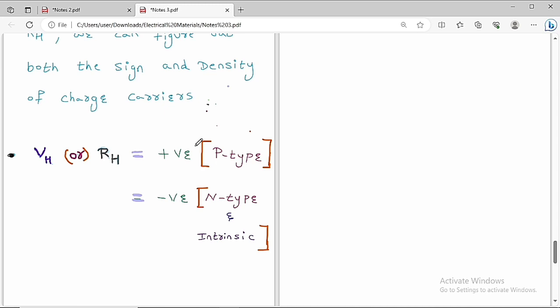So therefore you can say that the Hall voltage or the Hall coefficient is positive for the P type of semiconductor, and is negative for the N type of semiconductor as well as the intrinsic semiconductor. So finally, I can say the Hall voltage or the Hall coefficient can be positive for the P type of semiconductor, and negative for both the N type of semiconductor as well as the intrinsic semiconductor. We can see the signs also. For the P type it is positive, for N type and intrinsic it is negative.